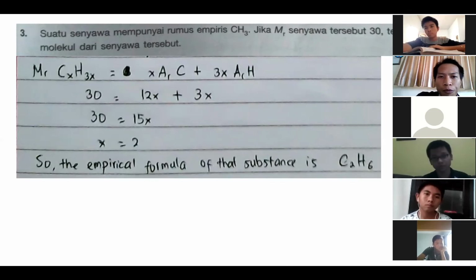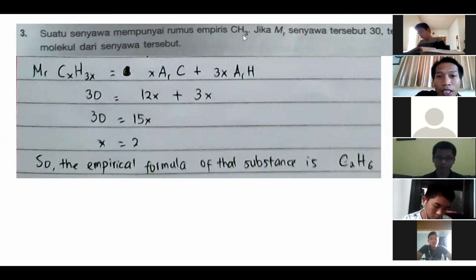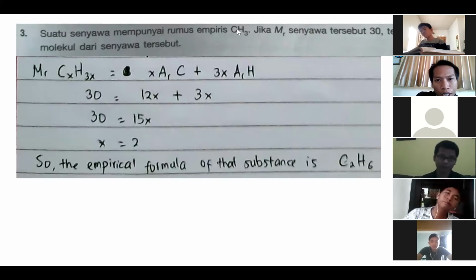So the simplest form of the formula is CH3. It doesn't mean that the formula of this compound is CH3. No, the molecular formula can be C2H6, it can be C3H9. It depends on the relative molecular mass of that one. So that's why the relative molecular mass is given, which is 30. So you are going to find out the molecular formula for this.